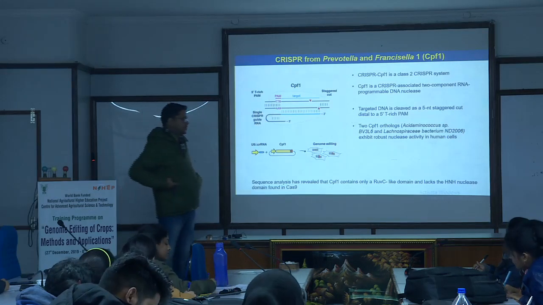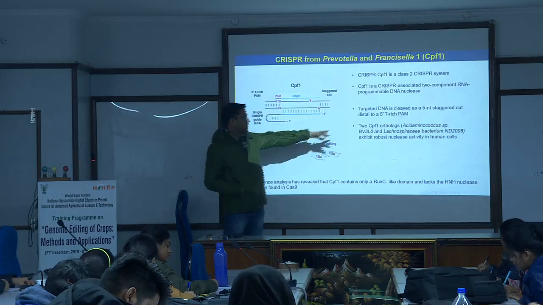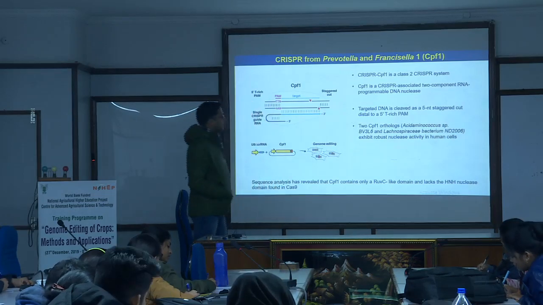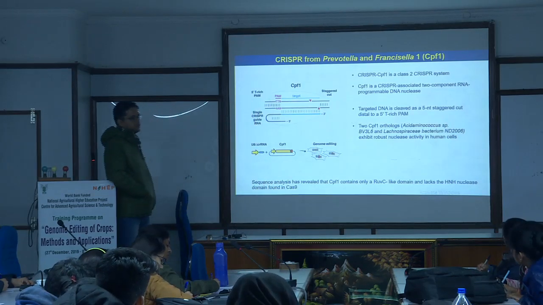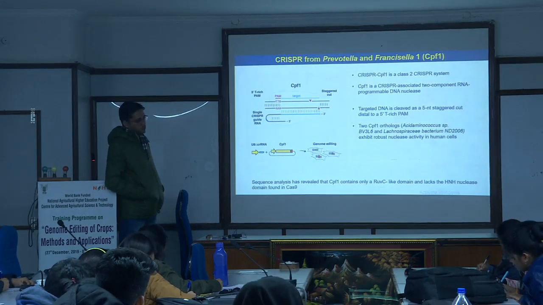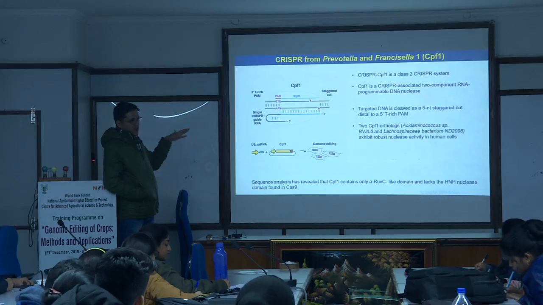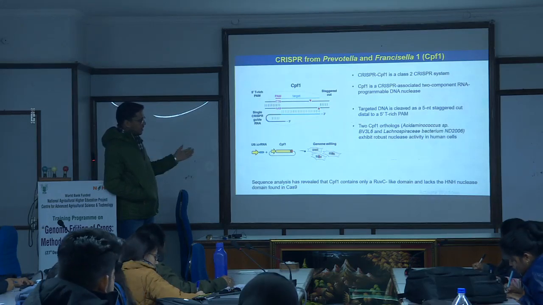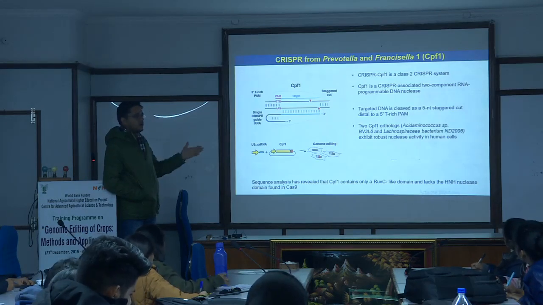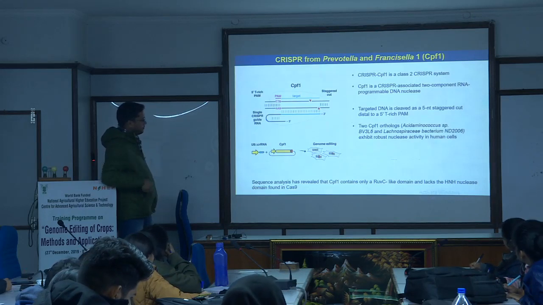It is now demonstrated that a CPF from Acidaminococcus and Lachnospiraceae bacteria has been used for editing human cell lines, and with great efficacy. So this is one of the systems which is now picking up and working in parallel to the Cas9 system.